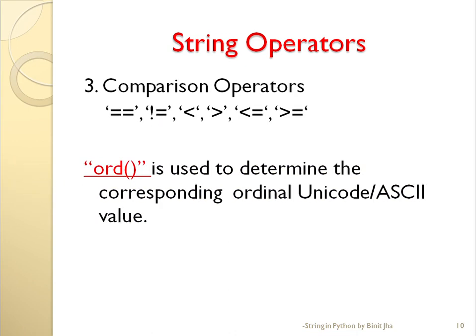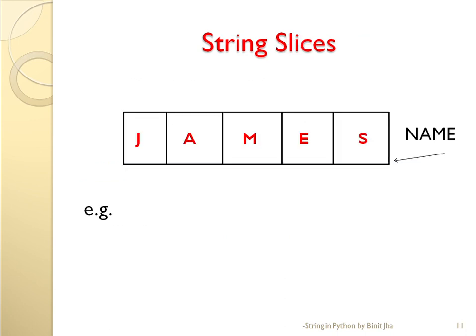Next one is a function that we have over here, the ord function. It will be used to determine the corresponding ordinal or the ASCII value for the given string or for the given character. For example, ord of 'A', over here it should be in quotes, so the output that would be displayed is 65. Next topic is string slice.